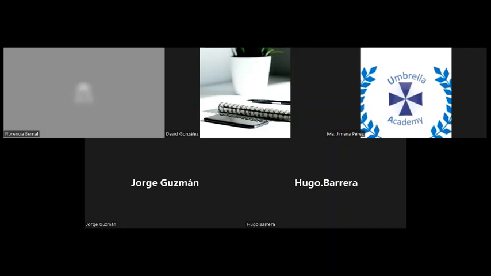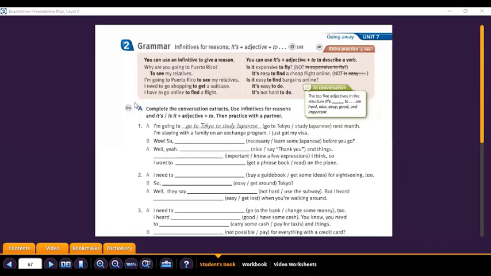we're gonna go back to the book. And in this case, we have the explanation. We are going to use an infinitive to give reasons. Why are you going to Puerto Rico? To see my relatives. I'm going to Puerto Rico to see my relatives. I need to go shopping to get a suitcase. I have to go online to find a flight. Okay? And also you can use it's plus adjective plus to describe a verb. For example, is it expensive to fly?